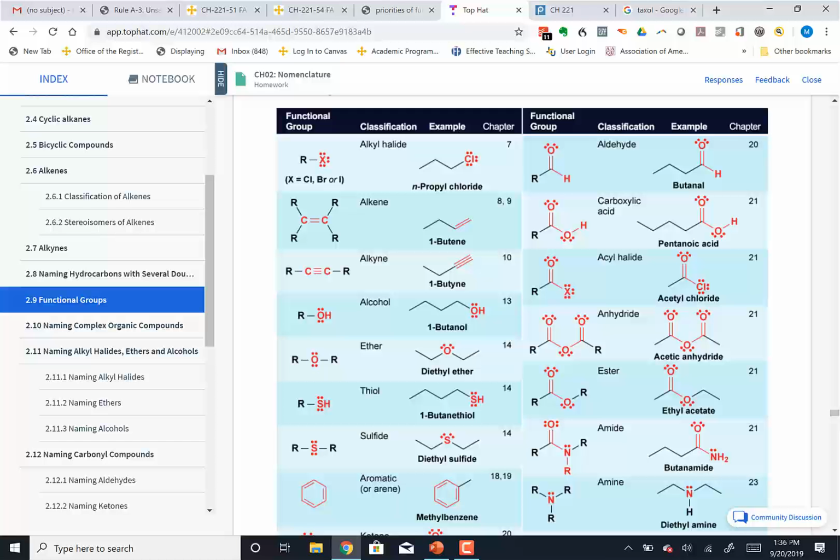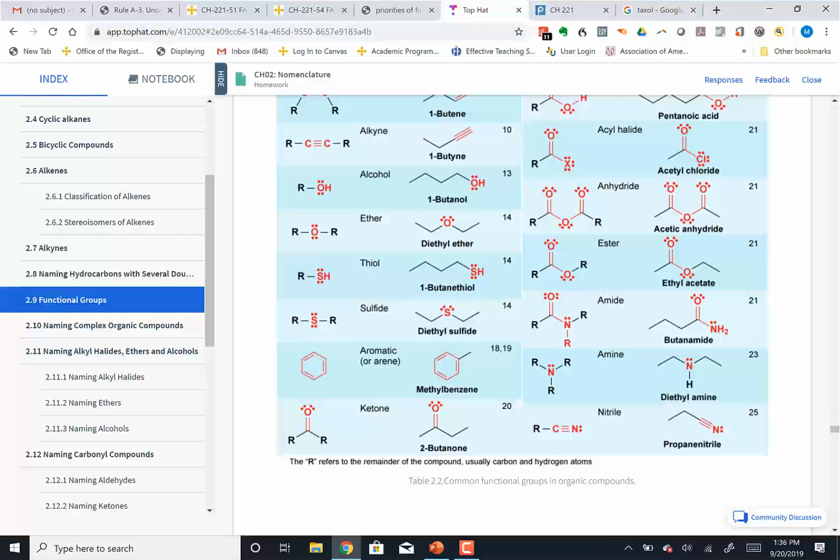When you have a double bond, it's an alkene. When you have a triple bond, it's an alkyne. When you have an OH group attached to a carbon, it's an alcohol. When you have an oxygen attached to two carbons, it's an ether. I wouldn't worry about thiols right now. Thiols and sulfides are not really at the top of my functional group list at the moment. Aromatics with a benzene ring. What's a benzene ring? It's a 6-membered ring with alternating single and double bonds.